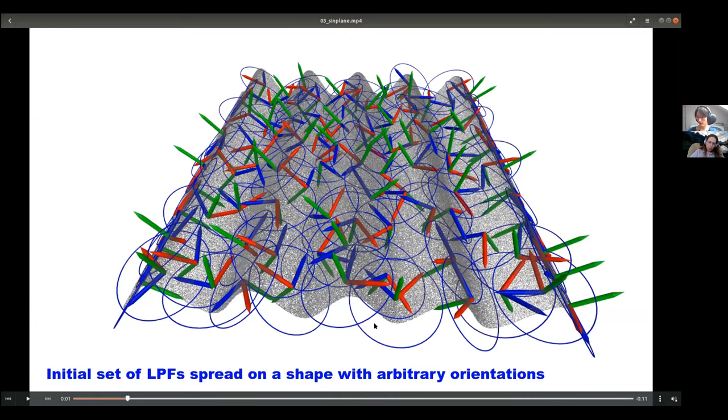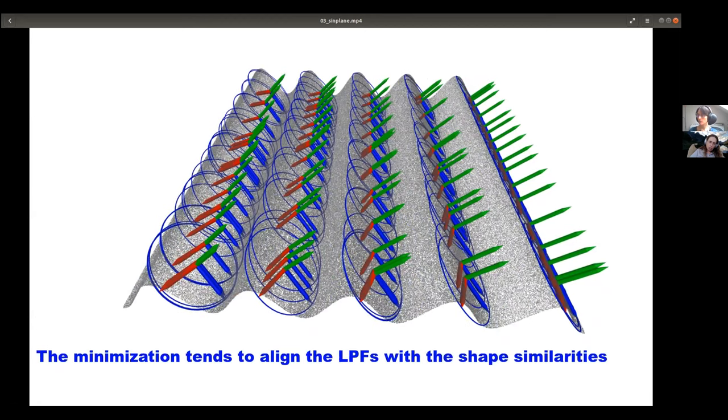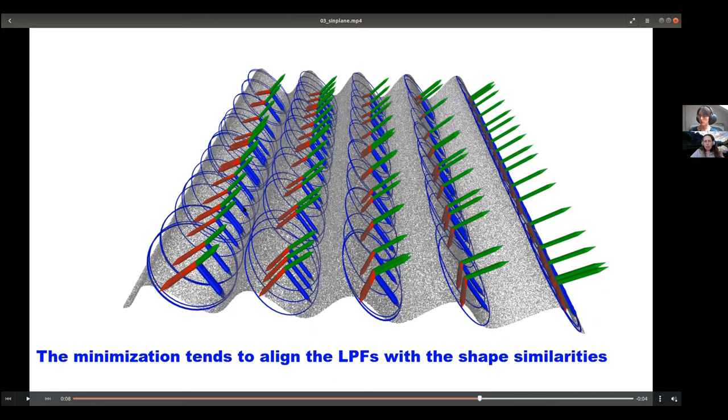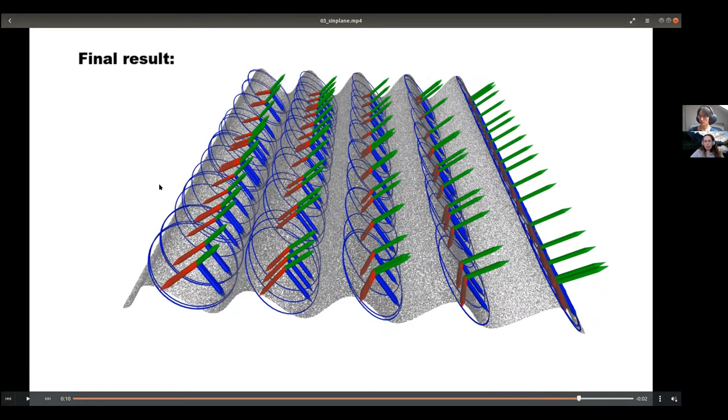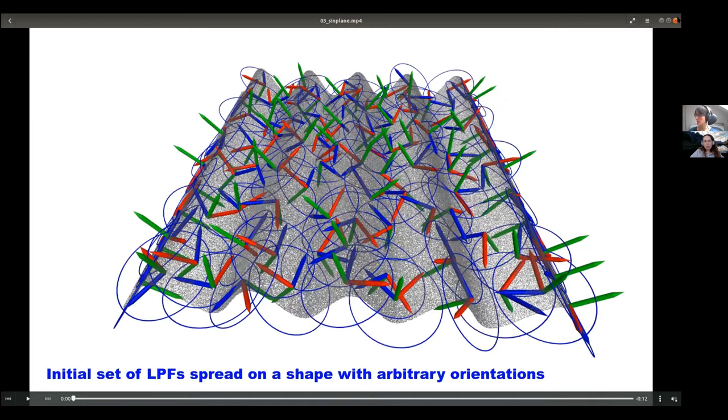So here is a set of initial local probing fields that are completely random at the beginning, on a toy example, which is a sinusoid. And then you start the minimization. And what you see is that the minimization tends to align local probing fields with the shape similarities, so that areas that are similar are represented in a similar way. So you have an orientation which is completely aligned. And that way you are sure that the description here matches the description there, which makes sense because this is exactly the same detail, just at a different location. So that's why this step is interesting.